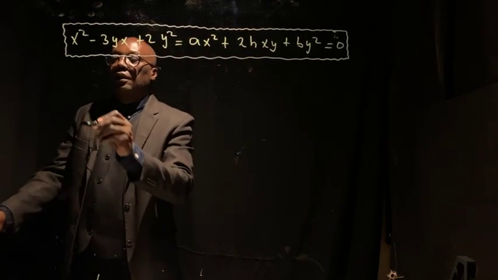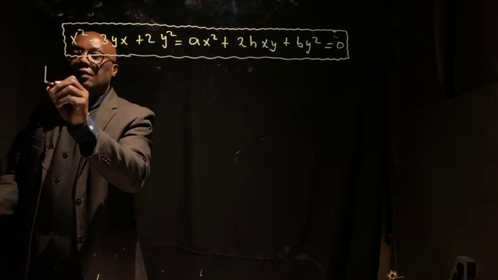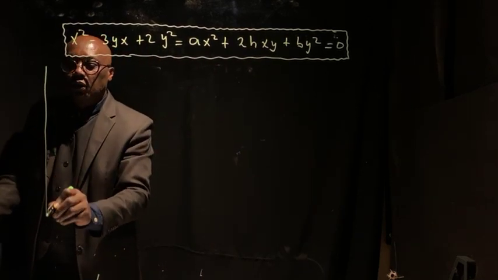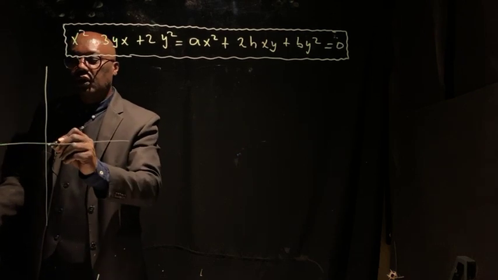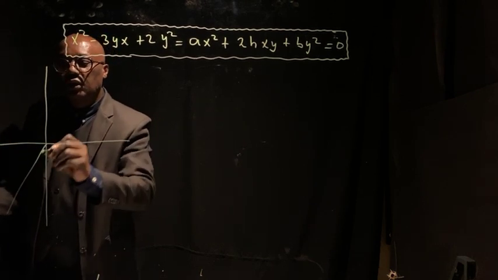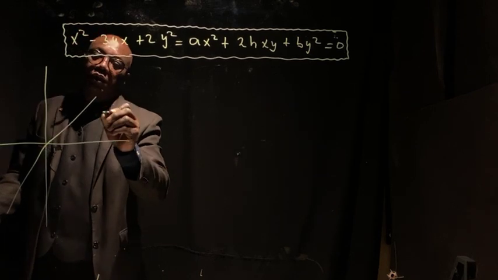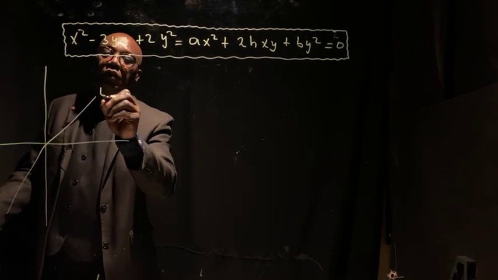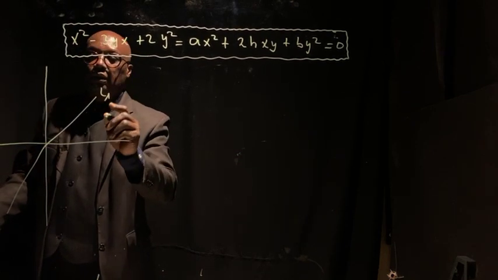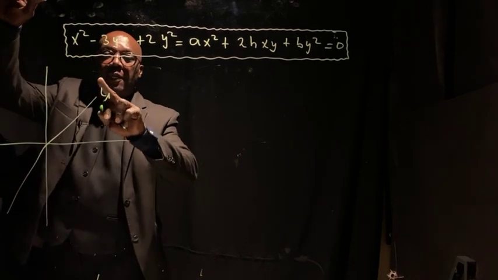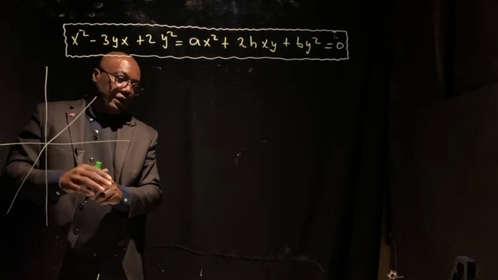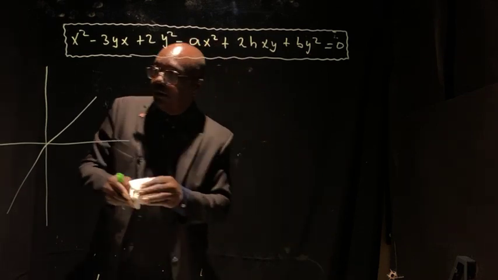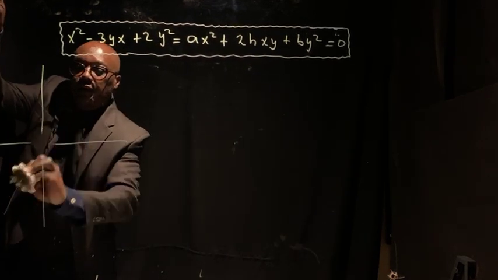Welcome back again. This is the pair of lines that pass through the origin. This one is the L1, whose gradient is, this one doesn't look like a line. We should do it properly.